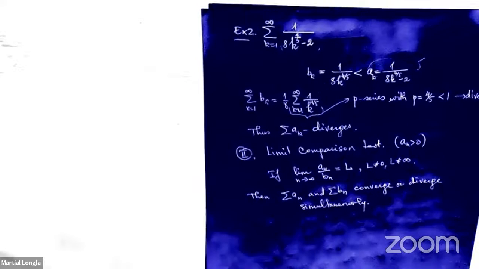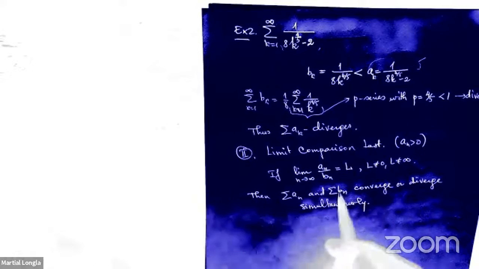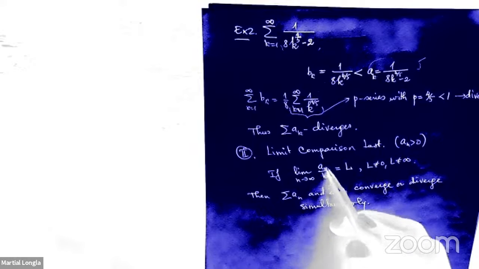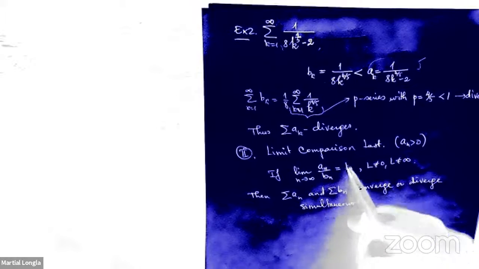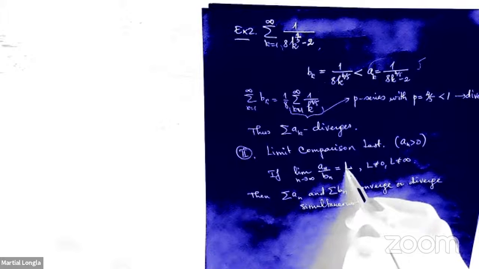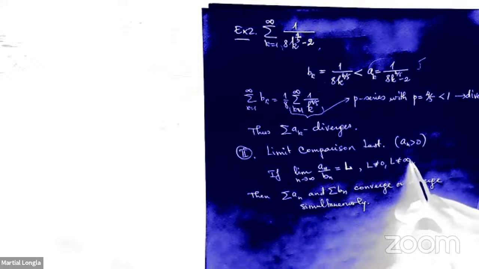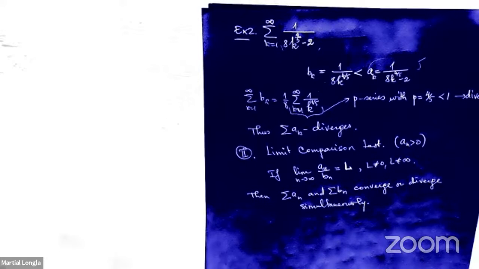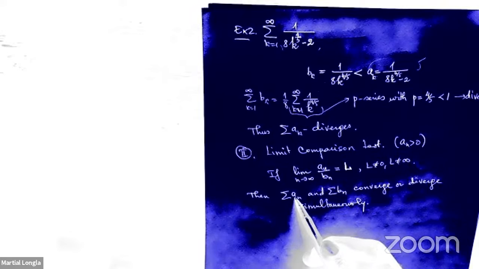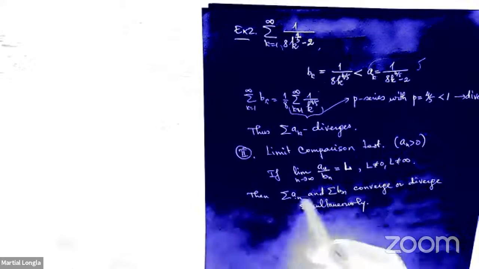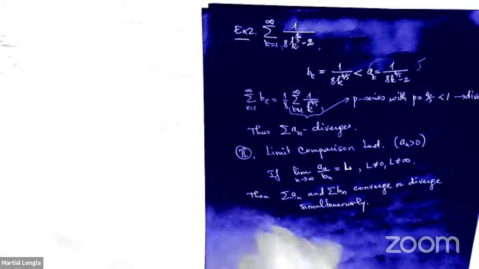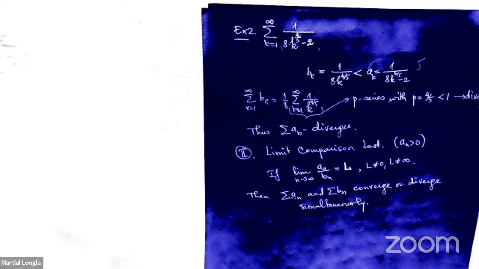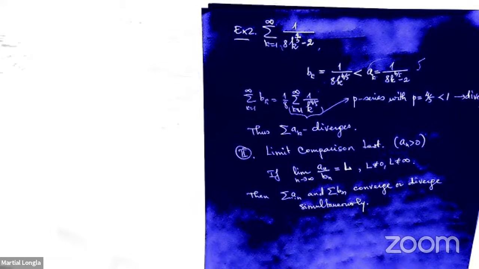So if you can show that the ratio of the two sequences is a fixed number that is not 0 and is not infinity, then when one converges, the other one converges. When one diverges, the other one diverges too. That's what the statement means. Okay?